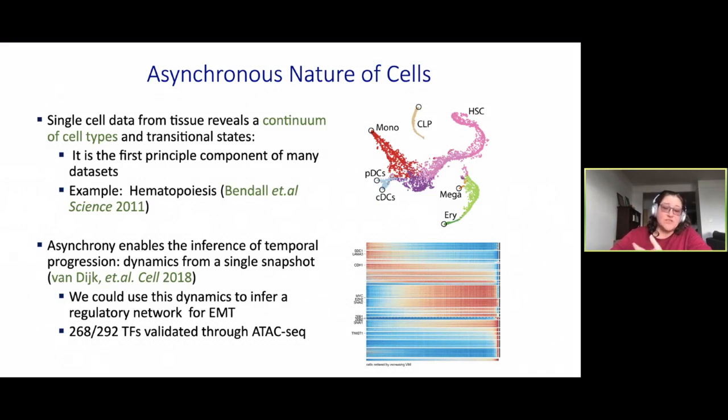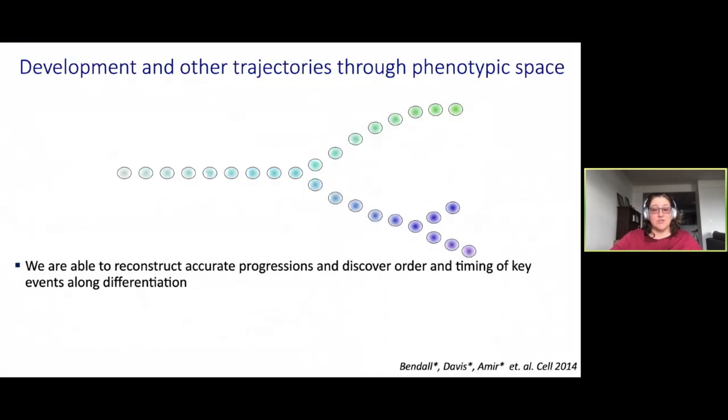And this asynchrony is so powerful that we can get dynamics, we can get regulation. Here, in another example, we managed to look at the epithelial to mesenchymal transition. We could pick up the temporal order of all the transcription factors and chromatin modifiers as they changed, and infer a regulatory network between transcription factors and targets, which we could validate very accurately. 268 TFs out of 292 were validated by ATAC-seq, showing you just how powerful the dynamics is in a single snapshot of single cell RNA-seq.